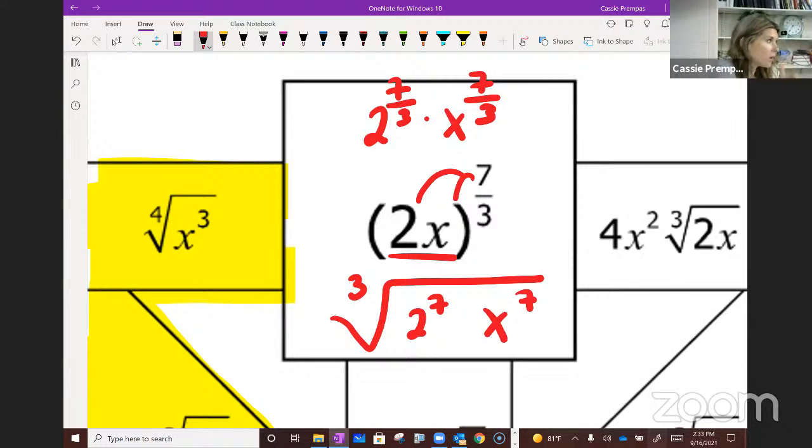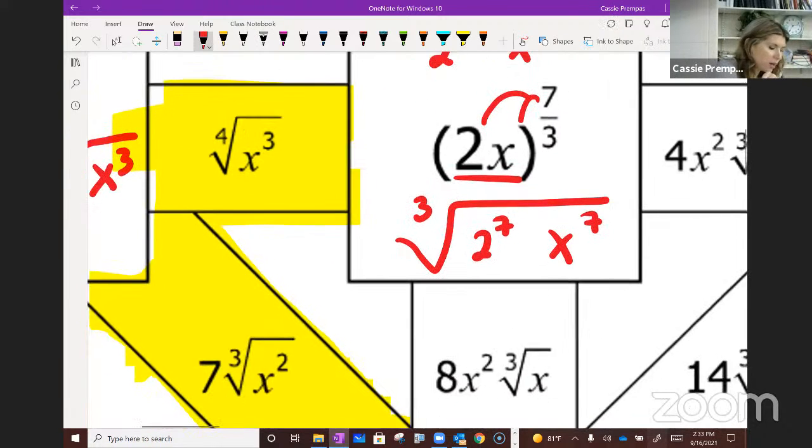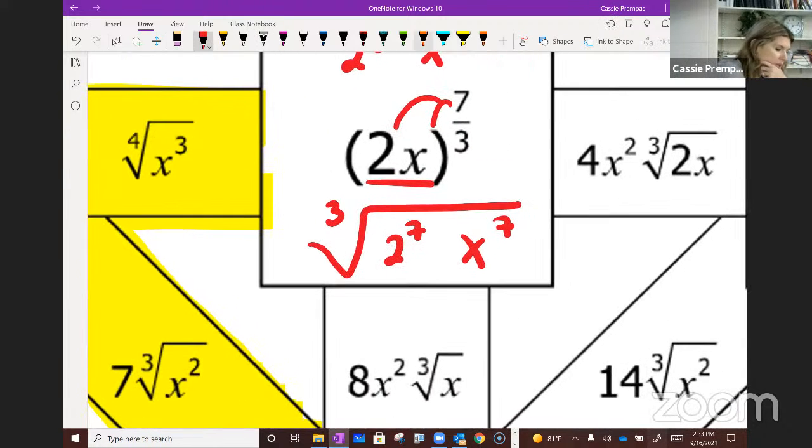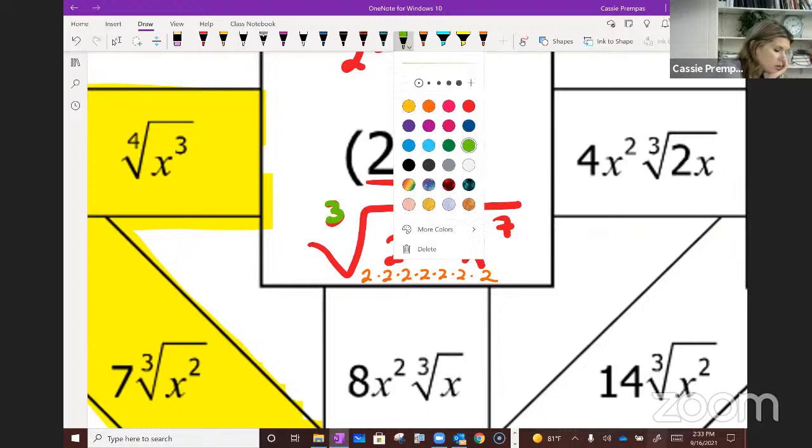Now, what's helpful about what Haley just said is you guys know 2 to the 7th really means, I'm going to use a smaller pen so I can show it here. It really means 2 times 2 times 2 times 2 times 2 times 2 times 2. 7 2s, right? 2 to the 7th. If it's a cubed root, how many of the same factor do we need before we can take it outside of the radical? 3. Good.